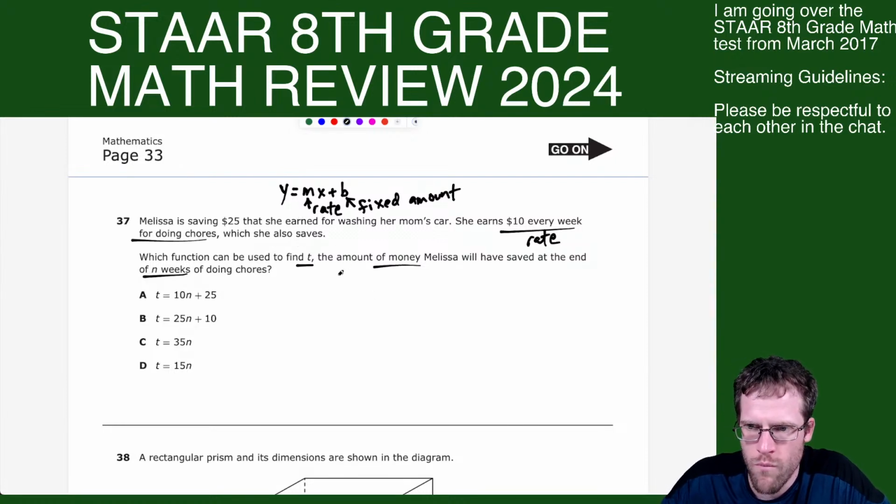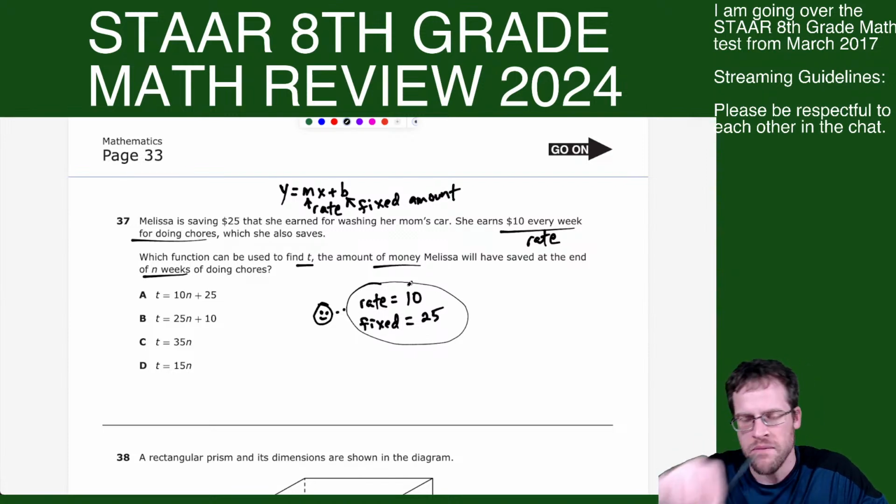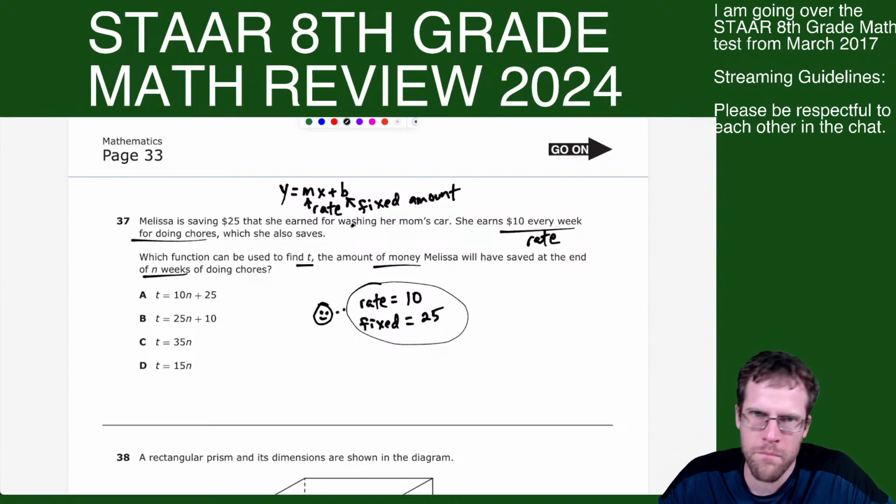Okay, so what I'm thinking about as I read this question, in the context of y equals mx plus b, is that the rate here is the $10 that she earns every week for doing chores. And the fixed amount is the $25 that she already earned for washing her mom's car. They were a bit vague about what her chores are, but they're basically saying $10 for each week she does chores. The $25 was a one-time deal, like, hey, wash my car for $25.